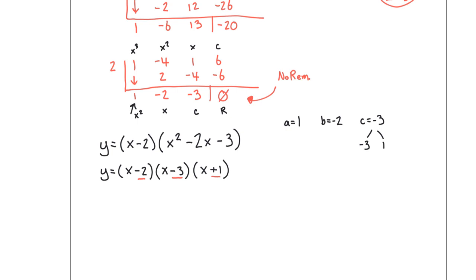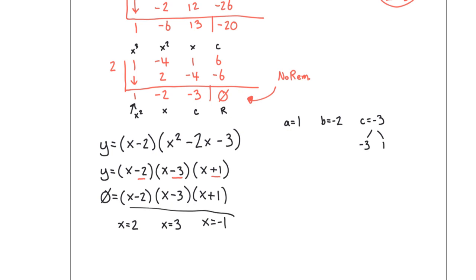The only thing left to do is say, well, my zeros, my x-intercepts are going to exist when y is 0. And so I have to think about when these factors are equal to 0. So let's see, it could be x equals +2, it could be x equals +3, or x equals -1. There are our zeros, our x-intercepts.